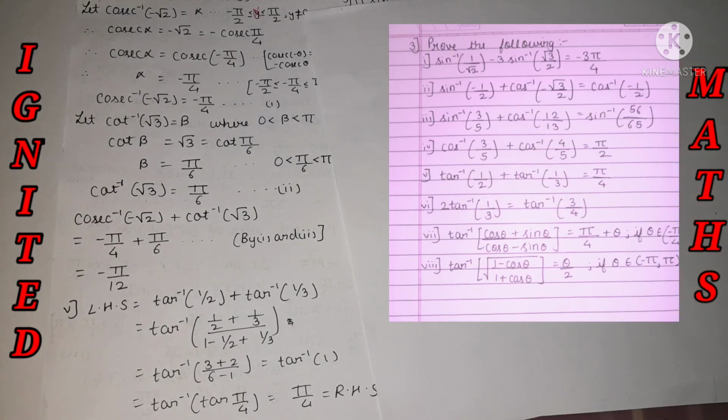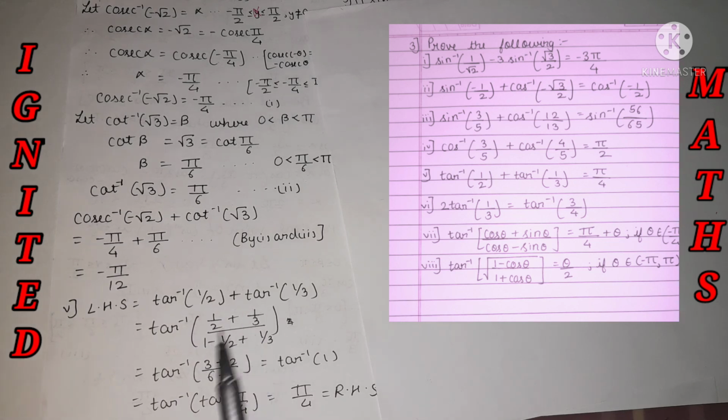Let's move to the fifth sub question. Over here the LHS value is given, we need to prove it to the RHS. The simplest calculation we will do and we will just find the answer. So tan inverse of 1 by 2 plus tan inverse of 1 by 3. We have used the formula of tan inverse a plus tan inverse b is nothing but tan inverse of a plus b divided by 1 minus a into b. The same accordingly we need to do, and we will be getting the answer.